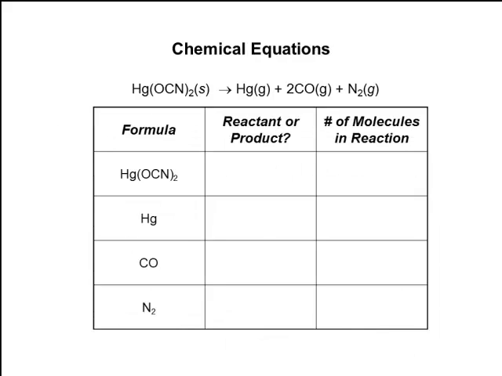All right, so are we dealing with reactants or products, and the number of molecules in the reaction? So the mercury fulminate, well, that's a reactant. We have one molecule in this reaction. What about the mercury? Well, that's a product. We have one of those. What about CO? It's a product. We have two of those. Don't forget that coefficient of 2 out in front. And then N2, that's a product. We have one of those.